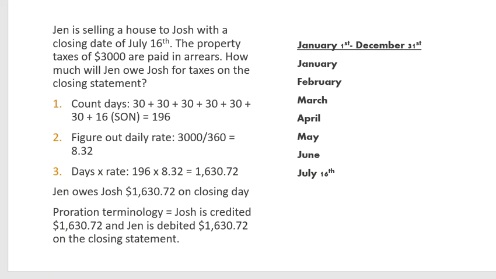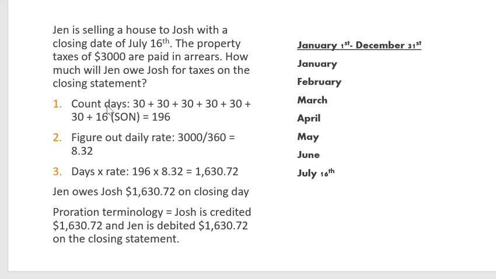The property taxes of $3,000 are paid in arrears. How much will Jen owe Josh for taxes on the closing statement? So paid in arrears, paid after. So that means that Jen has been living in this house from January 1st through July 16th, tax-free, because they're paid in arrears. So now Jen is going to owe Josh on that closing statement.